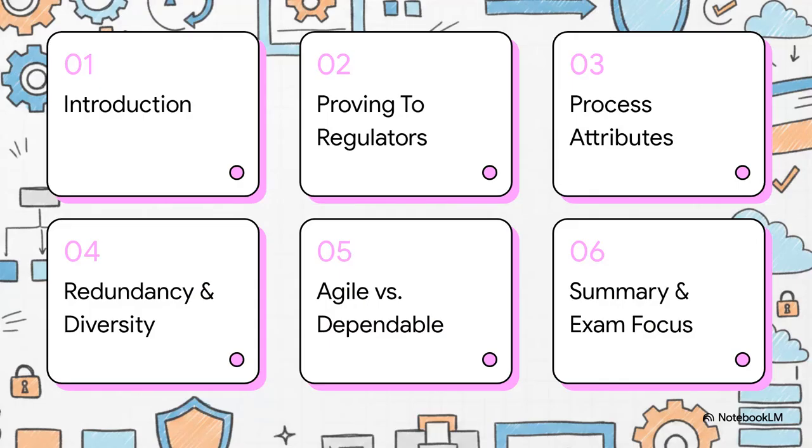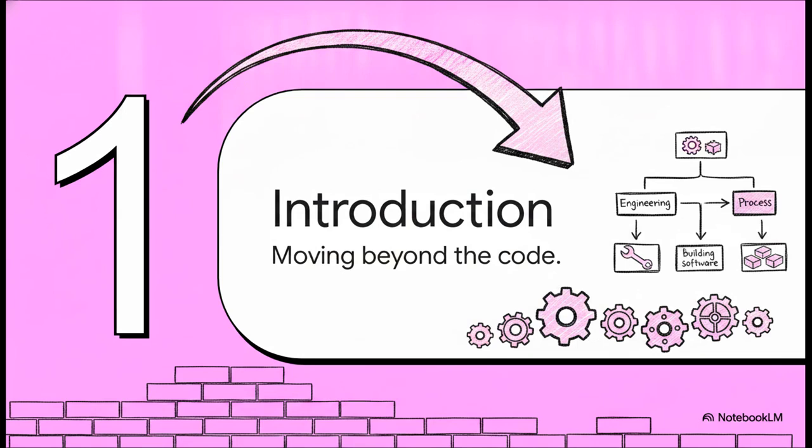Here is a quick look at our agenda for today. We'll start with an introduction to dependable processes, move into proving it to regulators, look at the attributes of a dependable process, discuss redundancy and diversity, tackle agile versus dependable systems, and wrap it all up with a summary and exam focus. All right, Section 1, Introduction to Dependable Processes, Moving Beyond the Code.